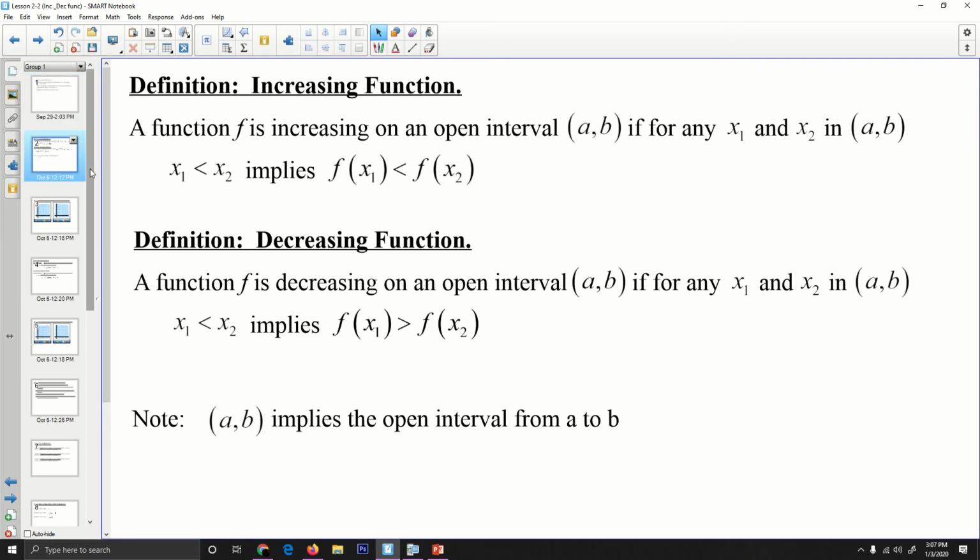A function f is increasing on an open interval from a to b if for any x1 and x2 on that interval a to b, x1 is less than x2 implies that f of x1 is less than f of x2. Now that's a lot of words, and I get it. And it doesn't necessarily make a whole lot of sense unless you draw a corresponding picture.